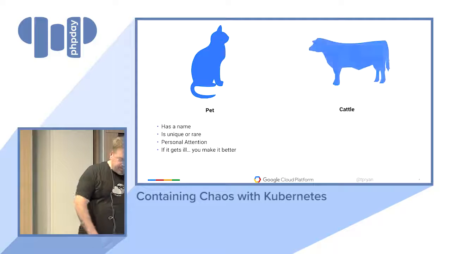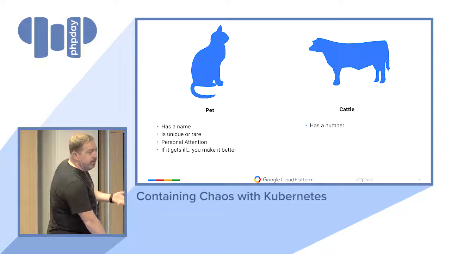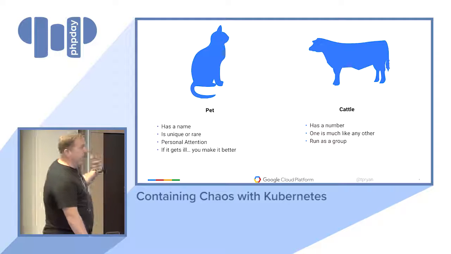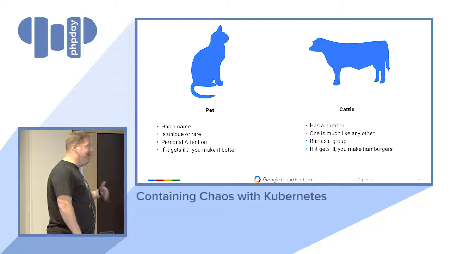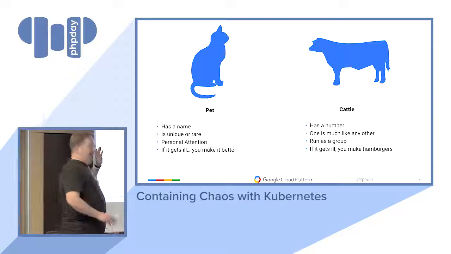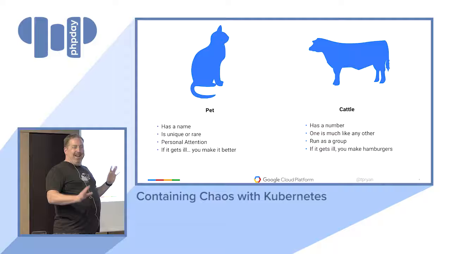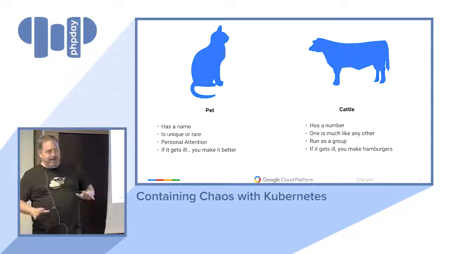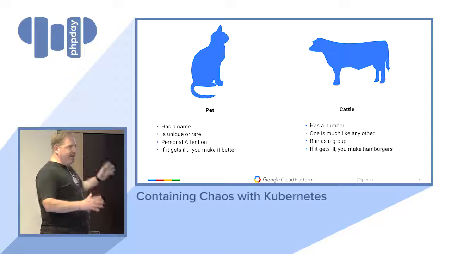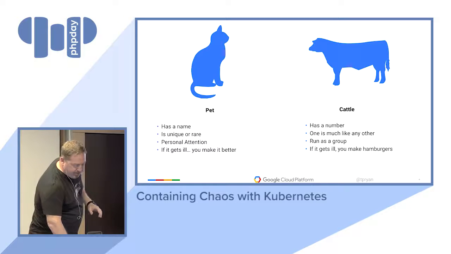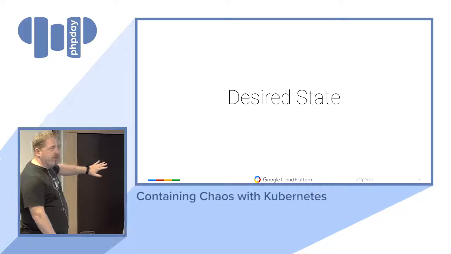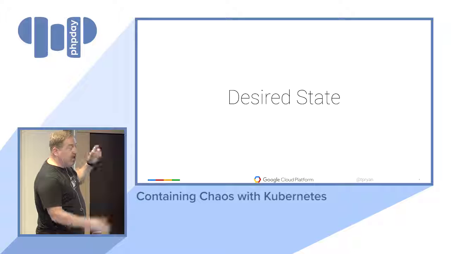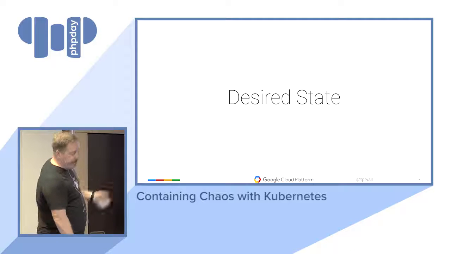On the other hand, with cattle, each one has a number. We don't care about the individual identities of them. One is much like any other one. You run them as a group, and if one gets sick, you make hamburgers, right? I'm not an expert in animal husbandry, but I know that making hamburgers from a sick cow is a bad idea. So make a leather jacket, right? That's how we want to treat our servers, like cattle. We don't care about an individual machine or individual process running because we can just spin up another one.